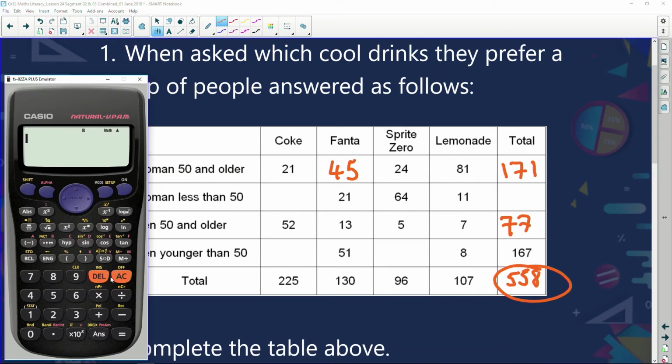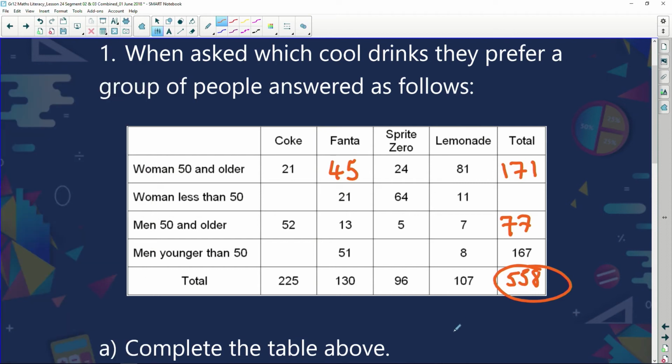Okay, so calculator, thank you very much. We've got 96. We're going to subtract 5, subtract 64, subtract 24, and we get an answer of 3. So only 3 men who are younger than 50 enjoyed Sprite Zero. Okay, right. Now, how exciting is this? Because we filled this value, we can now fill in this value. Why? Because I've got one missing.